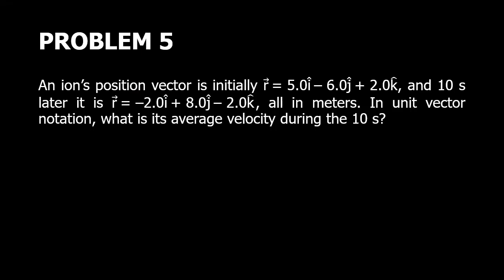Next, problem number 5. An ion's position vector is initially r is equal to 5.0i minus 6.0j plus 2.0k, and after 10 seconds, r is equal to negative 2.0i plus 8.0j minus 2.0k, all in meters. In unit vector notation, what is its average velocity during 10 seconds? So we have here the initial and final position of the vector.